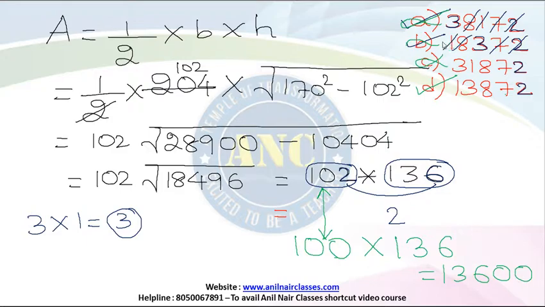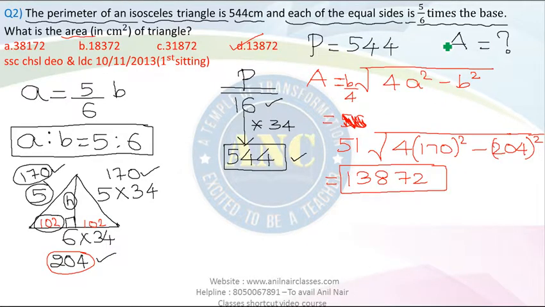Sir, but if you observe here, sir, honestly I am speaking, sir, 170, 204, 13,872, 170 square, 204 square, all these are very bigger numbers, right, sir?